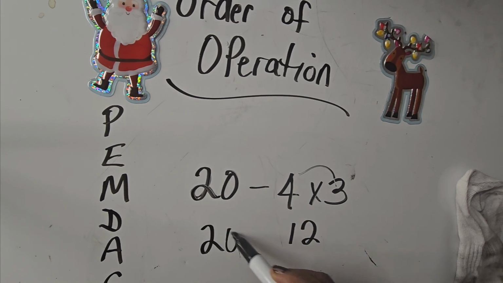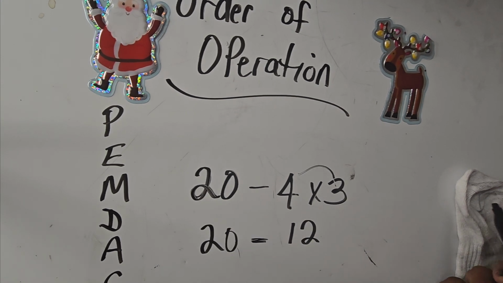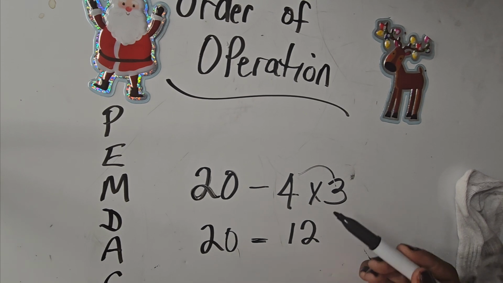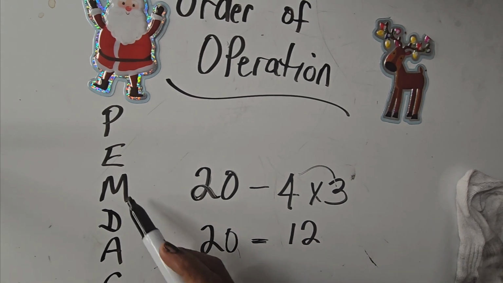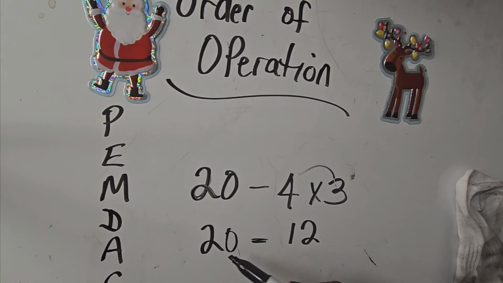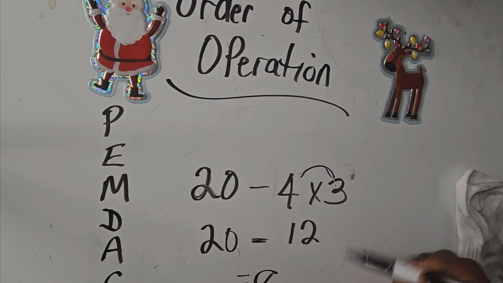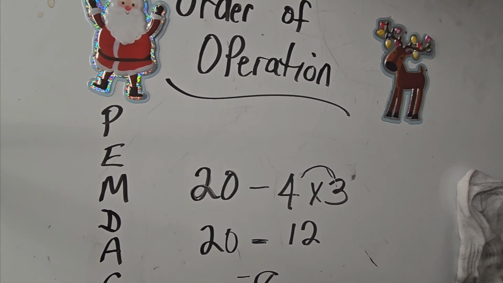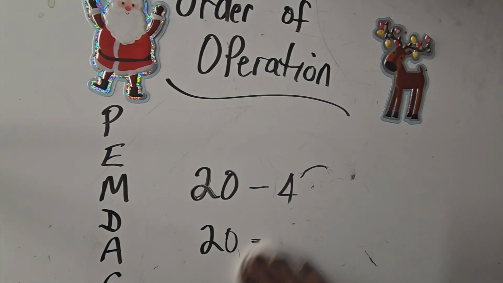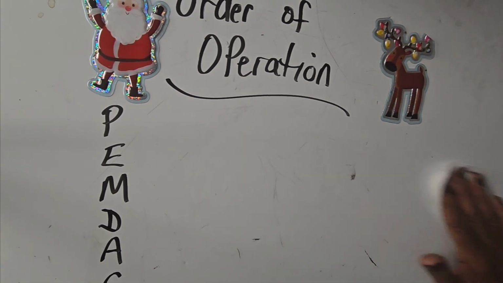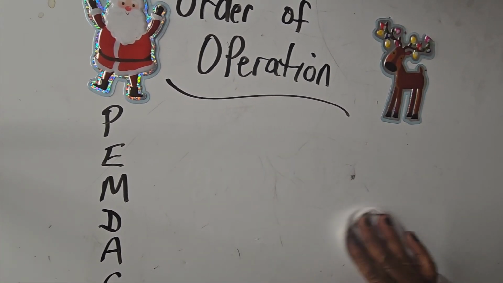I bring my 20 down. I have my subtraction. There's nothing else really other than subtraction. So I'm going all the way down. 20 take away 12 equals 8. Simple. Some are more complicated. The expression may be longer, but we're just starting out so you can get a good feel. All right, let's try another one together.